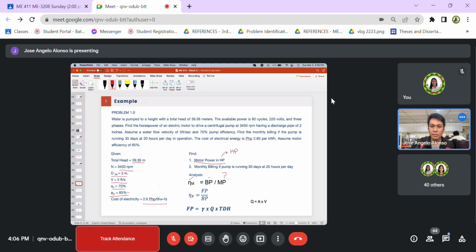Unfortunately, hindi siya binigay sa problem. So, two unknowns, one equation, hindi natin makukuha to. We need to determine the brake power. We can get the brake power by using the equation of the pump efficiency.